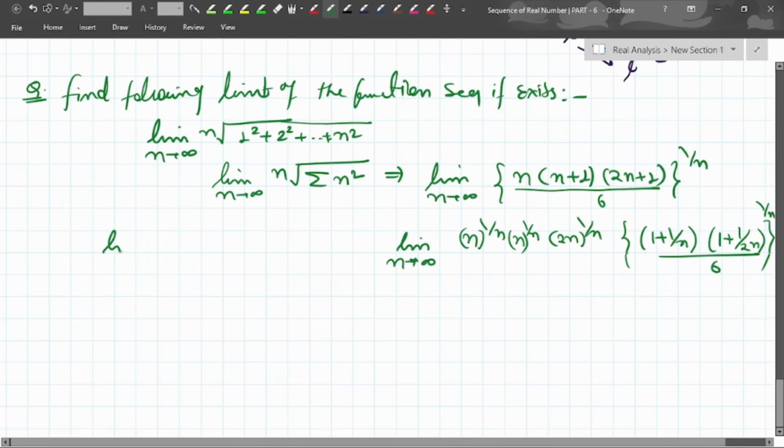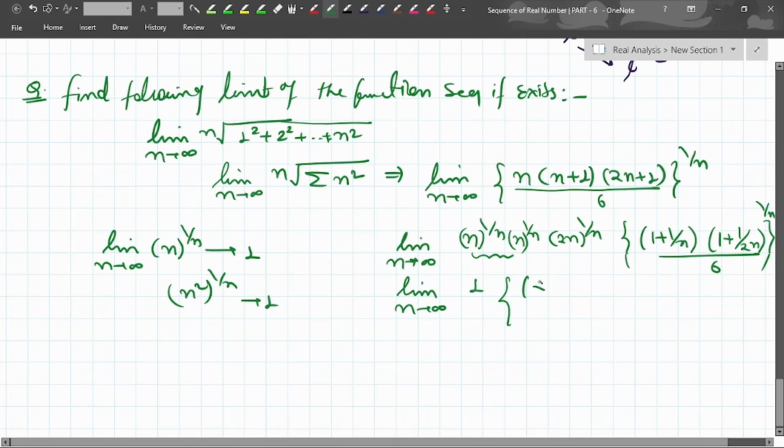Now from here, we know the value of the limit as n tends to infinity of n power 1 by n. Or let's say what is this? It is nothing but n square power 1 by n. It is going to be 1. Because of that, it is also going to be 1. And this is going to 2 power 0, and again it will be 1. So all the values are 1 here. And this is 1 plus 1 by n power 1 by n, and this is 1 plus 2 into n power 1 by n, divided by 6.